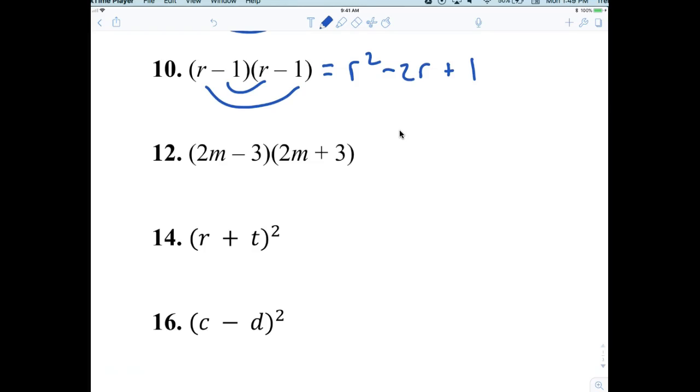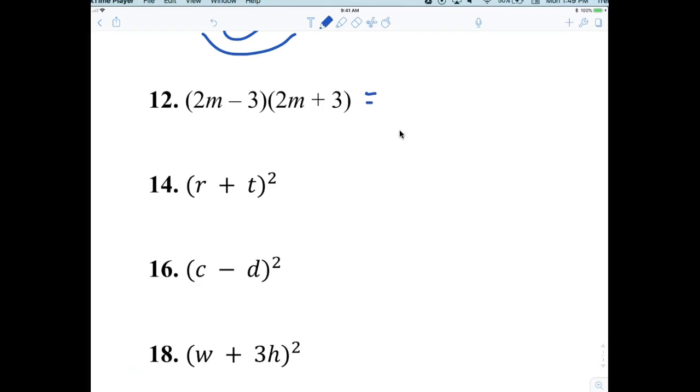Next, 2m times 2m. 4m squared. Negative 6m, positive 6m. What happens? Cancels out. Negative 3 times positive 3 is negative 9. 4m squared minus 9.